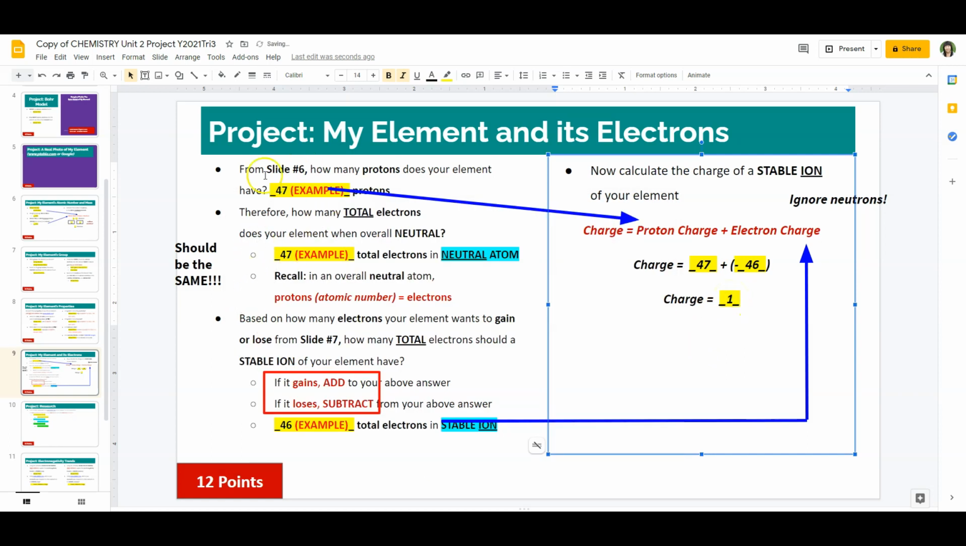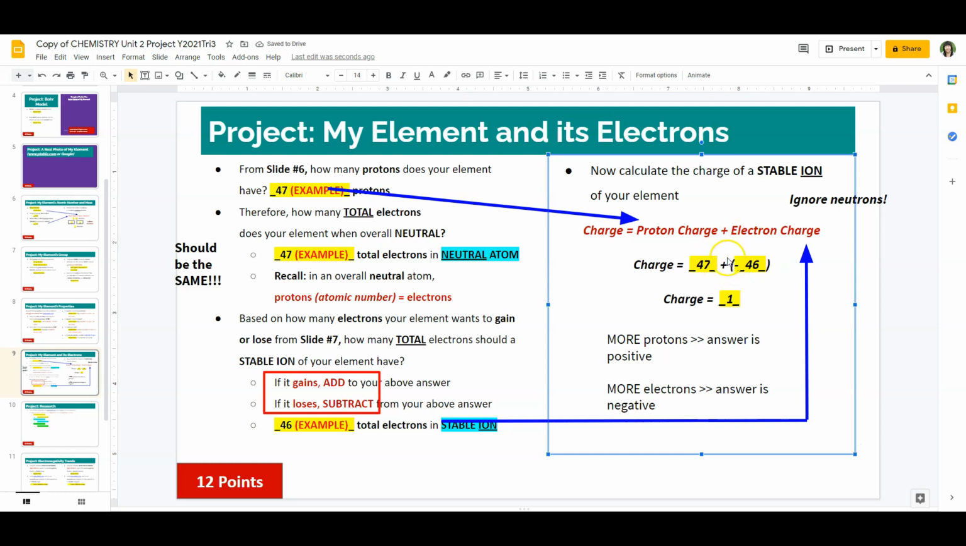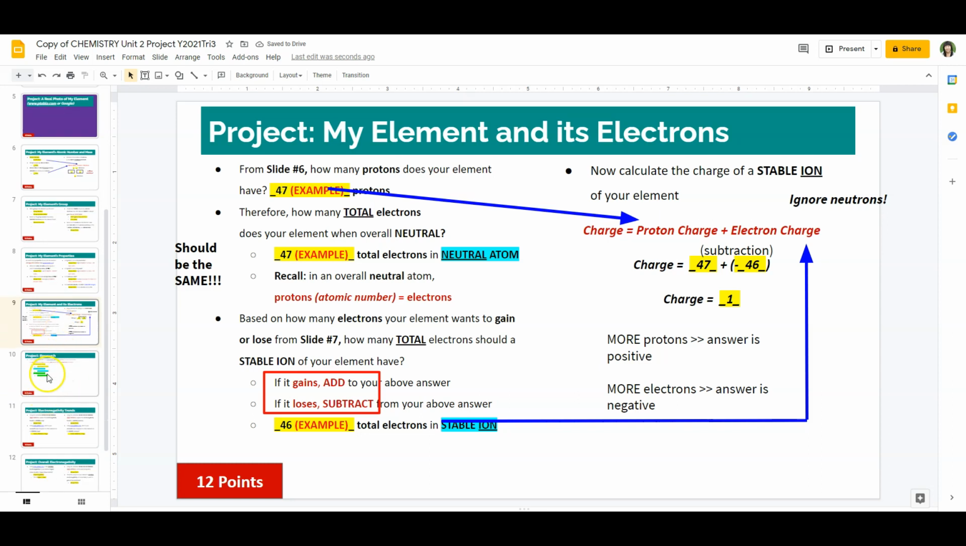That should make sense because I have more positive protons than negative electrons. If you have more electrons, then your answer should be negative. So let me type that in here: if you have more protons, then your answer is positive. If you have more electrons, then your answer is negative, okay? But a good way to remember that is that adding a negative is just subtraction. So remember that this is just subtraction. Okay, so that should help you out with question number 9.